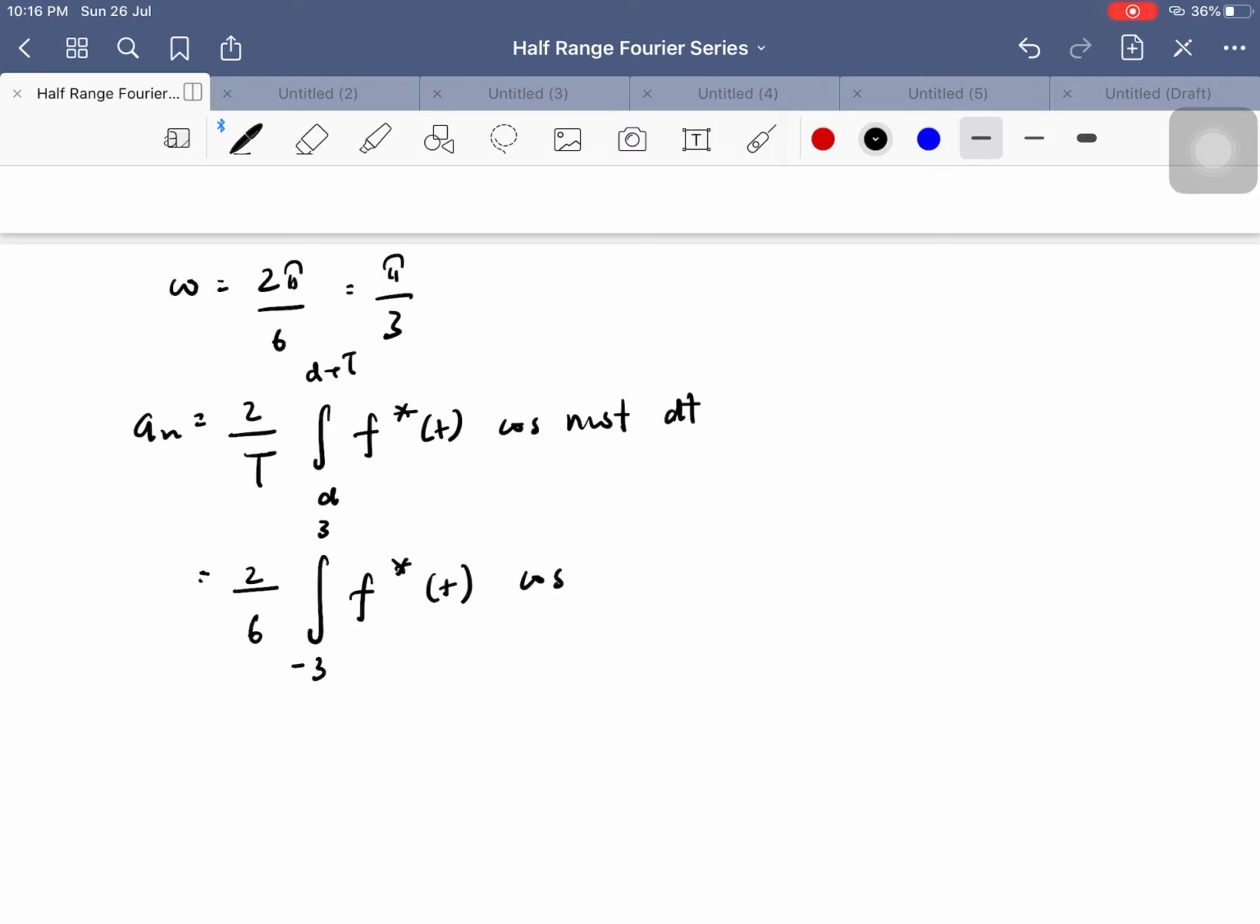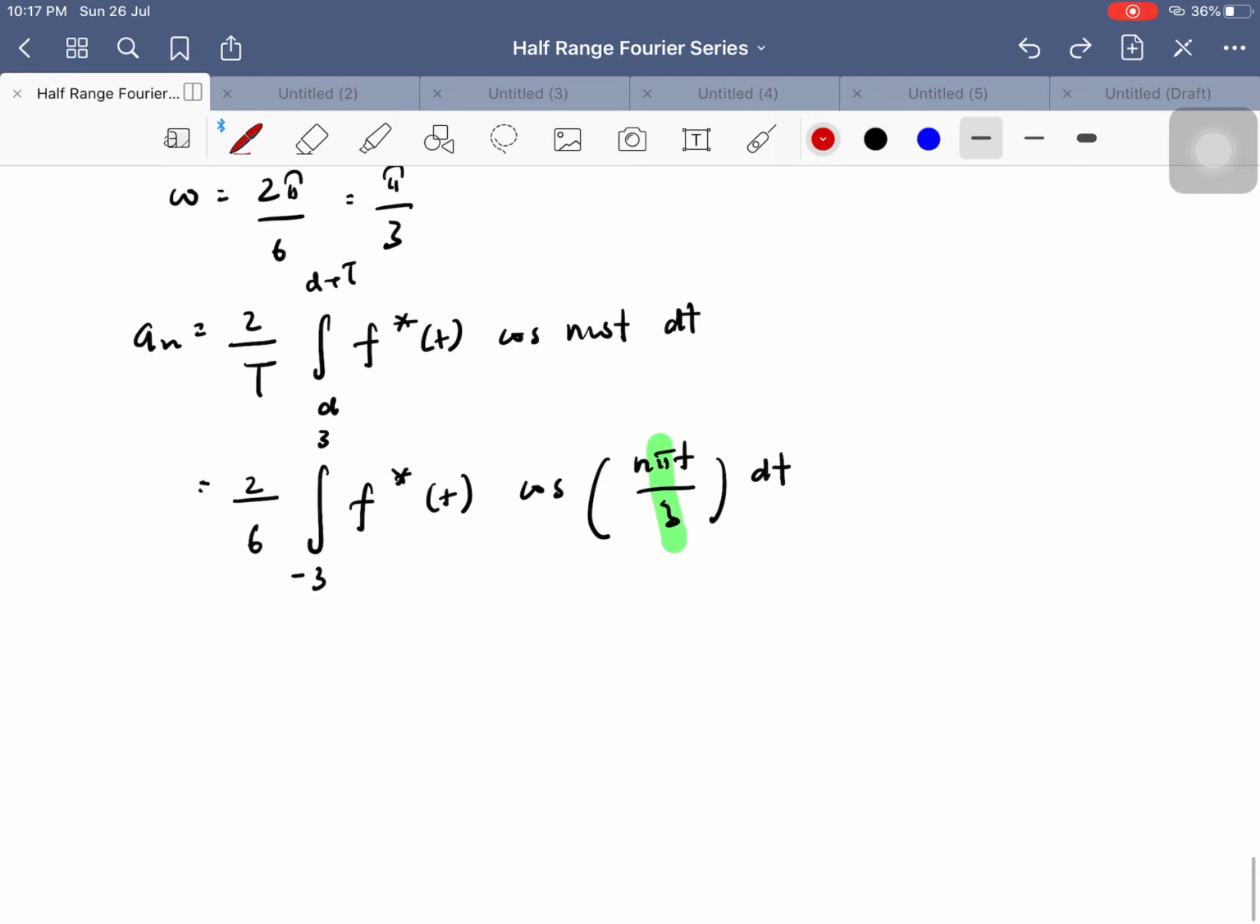And for this case, I'm going to have cos of n pi t over 3 dt, because here my value of omega is going to equal pi over 3. And as usual, before you start substituting the function f star t, inspect the property first. f star t is an even function, cos is also even, and when you multiply even and even, it's going to be even. So again, we can change the limit.